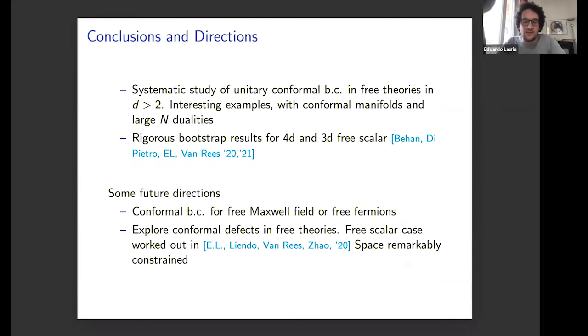I didn't have time to explain all the details, but I've shown you some numerical results for a 3D free scalar field with a 3D boundary and a 2D boundary, which show that this space seems to be very constrained. And there are many interesting future directions. For example, try to repeat this numerical study for, I don't know, a free Maxwell field or a free fermion, or try to study instead the space of interesting and consistent conformal defects instead of boundaries.